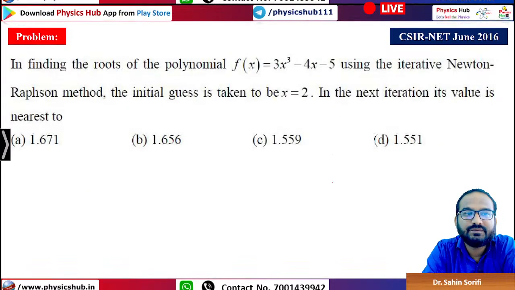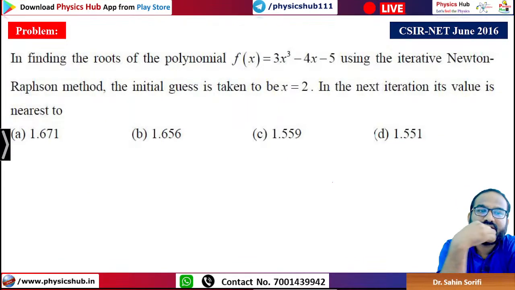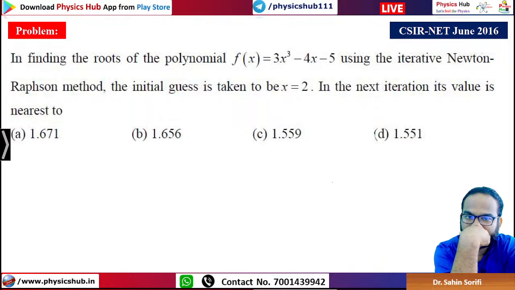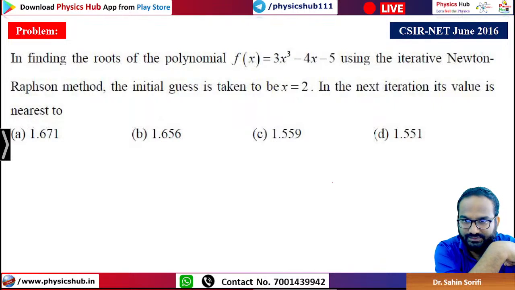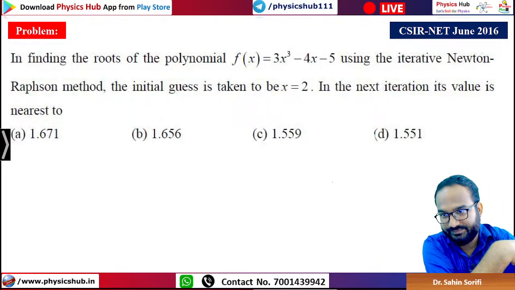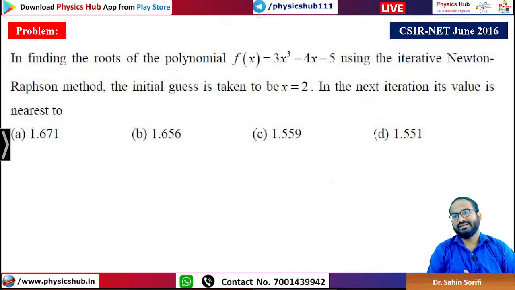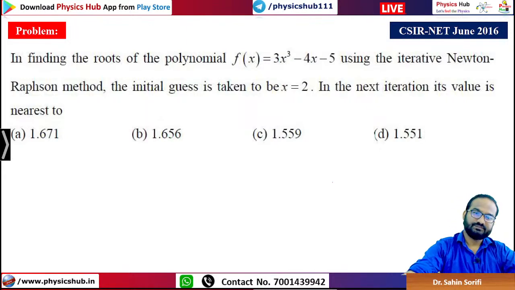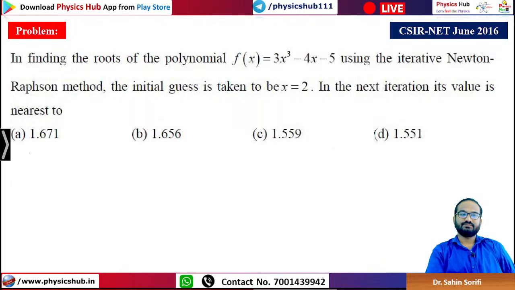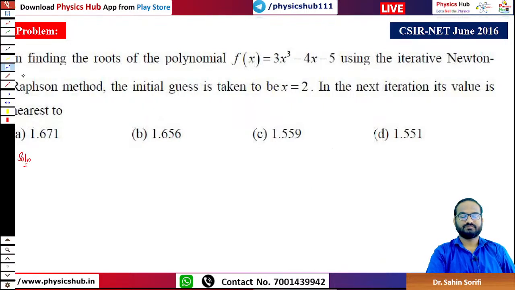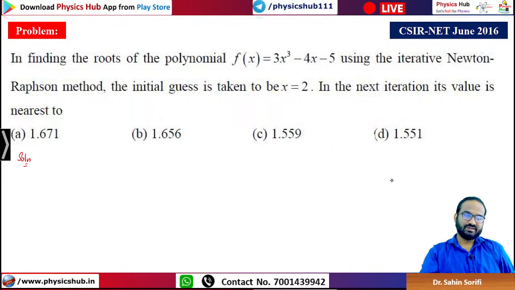Try to solve this problem. In finding the roots of the polynomial f of x equals 3x cube minus 4x minus 5, using the iterative Newton-Raphson method, the initial guess is taken to be x equals 2. In the next iteration, its value is nearest to what? So what is given to you? Can you tell me the answer?